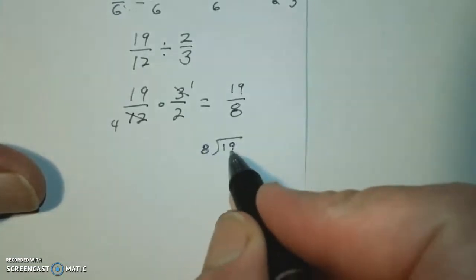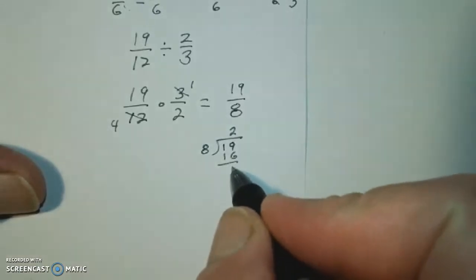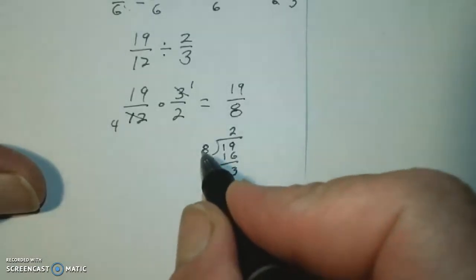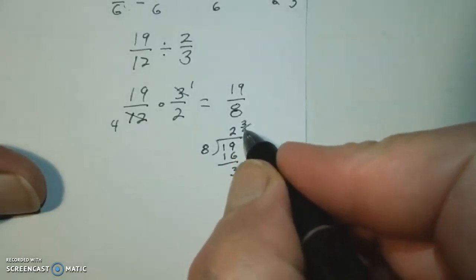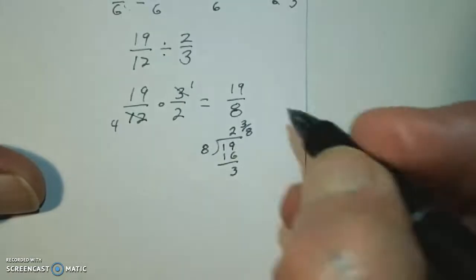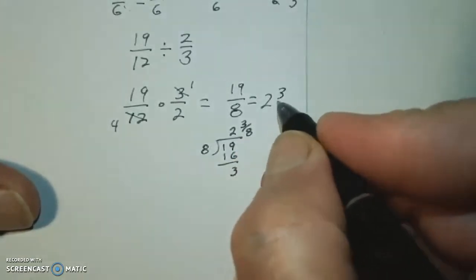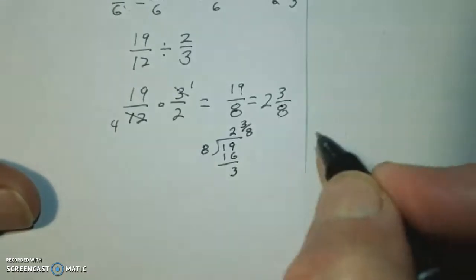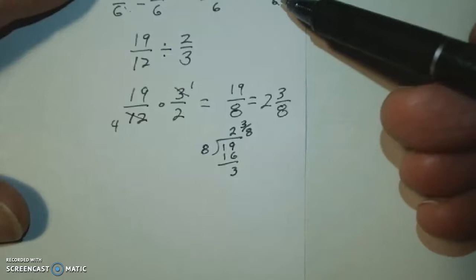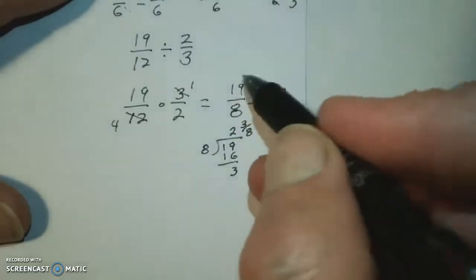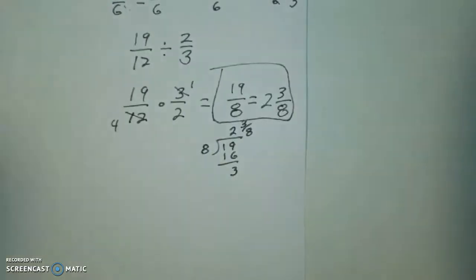If you wanted to change that back into a mixed number, you would say 8 goes into 19 2 times. That'd be 16. You get a remainder of 3. Put your remainder over what you were dividing by, and that is your mixed number. So 19/8 is the same thing as 2 3/8. We had a positive divided by a positive here, so our answer is a positive. 19 eighths, or 2 3/8.